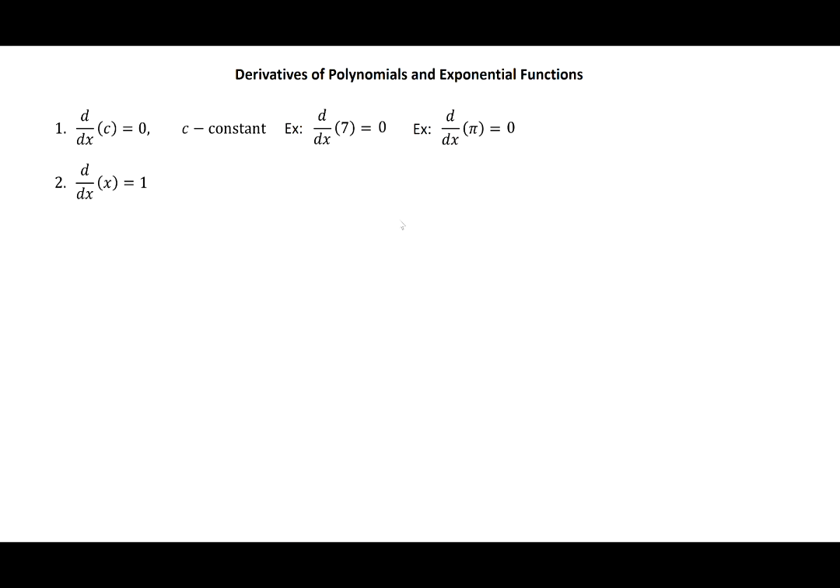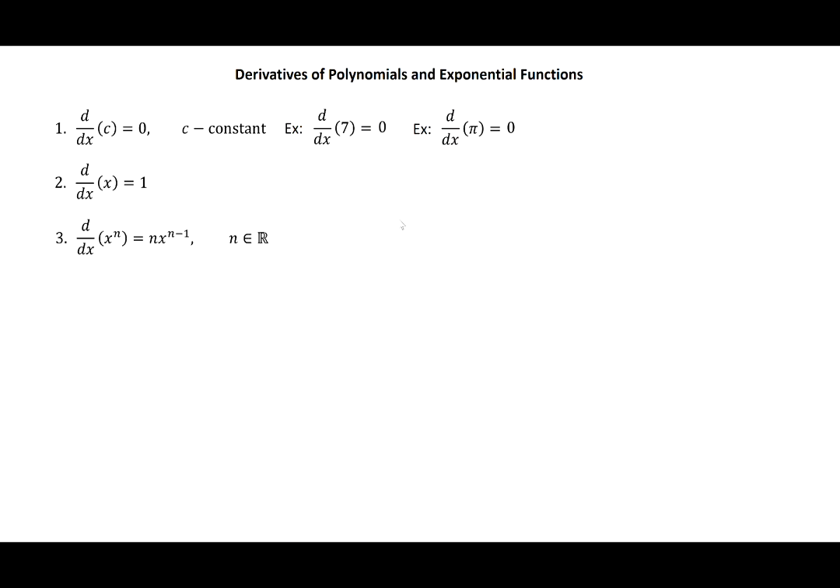Then, what is d dx of x? That turns out to be 1. Again, you can prove it. X plus h minus x is just h. H over h is equal to 1. Limit is equal to 1. So therefore, the derivative equals 1.